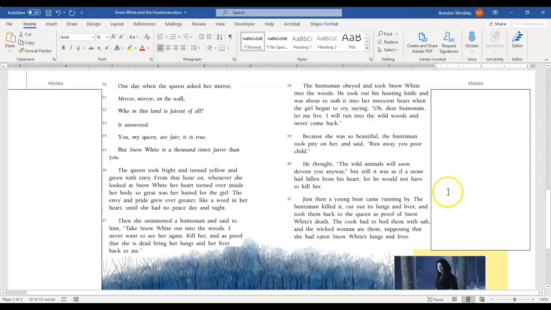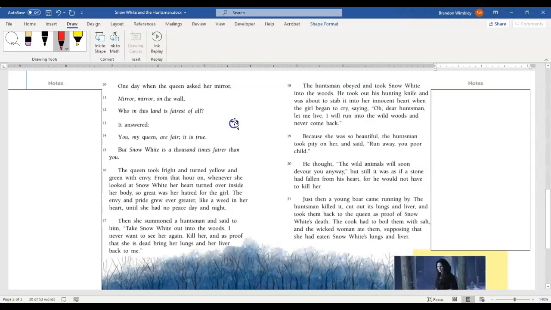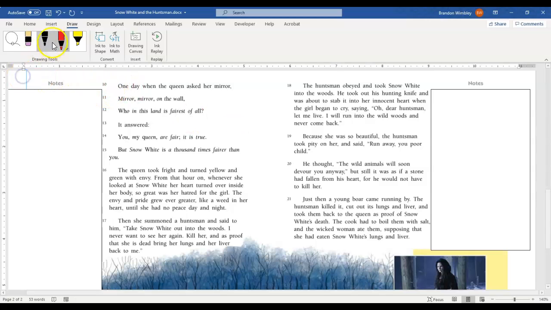So one day, when the queen asked her mirror, "Mirror, mirror on the wall, who in this land is fairest of all?" it answered, "You, my queen, are fair, it is true, but Snow White is 1,000 times fairer than you." So, that's what I think kind of an important part is going to be. So I'm going to put that here. It's reminding the queen that now she is not the fairest. So I'm going to put this as number 8.